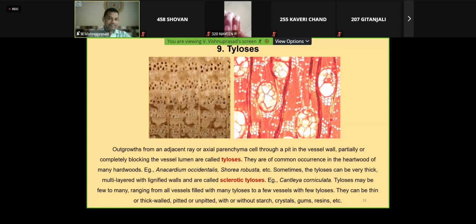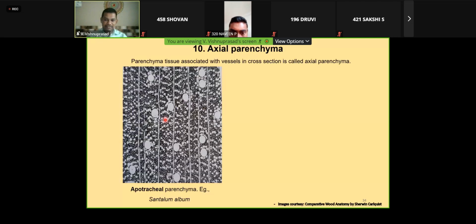Now there are two types. First one is apotracheal, second one is paratracheal. One difference which is visibly seen is that apotracheal parenchyma surrounds the vessels, but they are not exactly touching the vessel elements. In the case of paratracheal, you can see they are touching the vessel elements in a cross section. That's the difference. There are further types under this, the details of which you can always read. The apotracheal example is Santalum album or sandalwood, and the paratracheal example is Delonix.